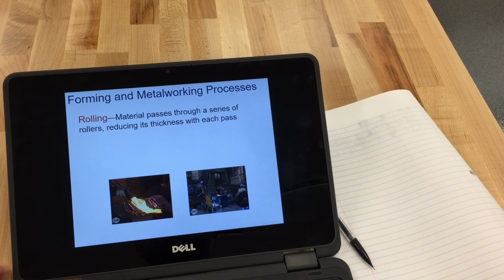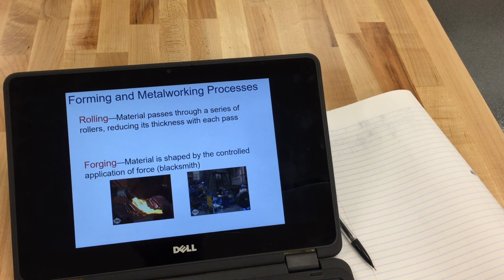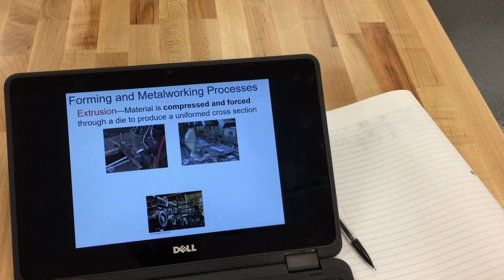Rolling is a process where we pass material through a series of rollers to reduce the thickness. We can do that with bars and turn them into steel plates, or plates used for metal pressing. And then forging is where we control the application of force through blacksmithing. So think of sword making, swords, axes.